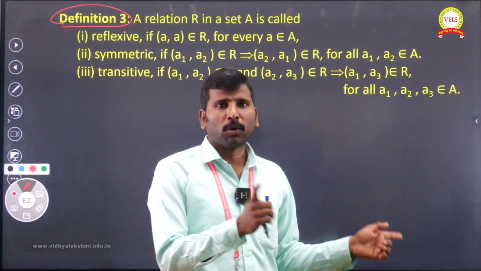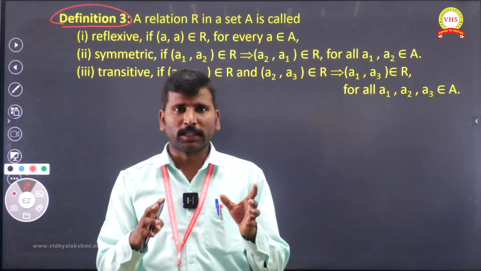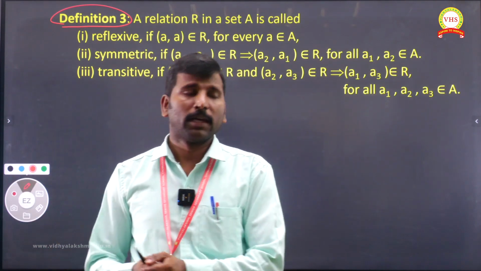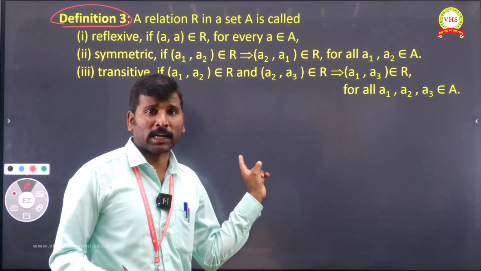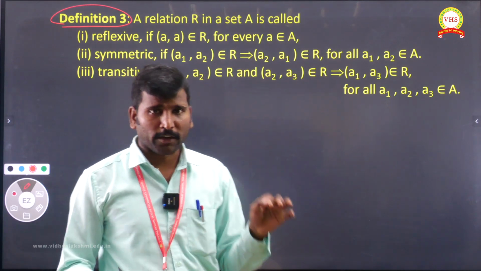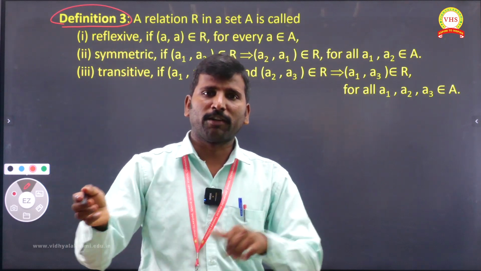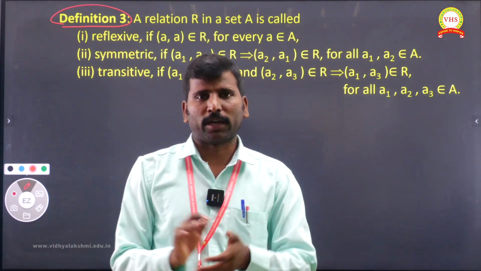Don't forget, just recall. Empty means what? No element is related to any element of A. Universal, what is the relation in the sense? Every element of A is related to every element of A, or else the Cartesian product will be equal to the relation. Like that you can say.